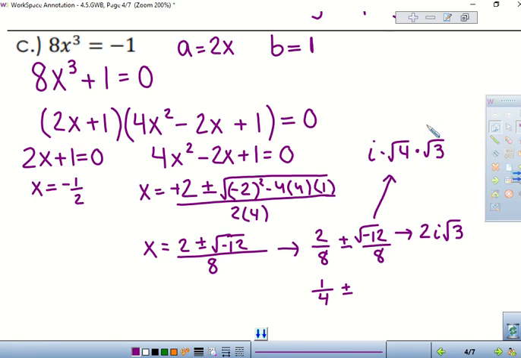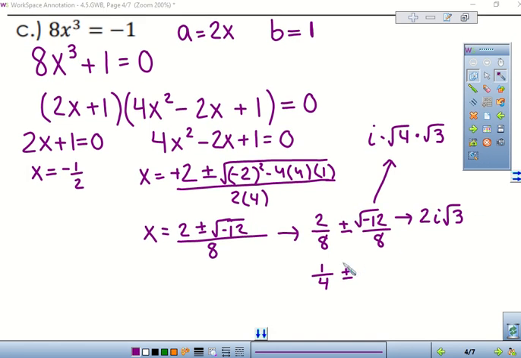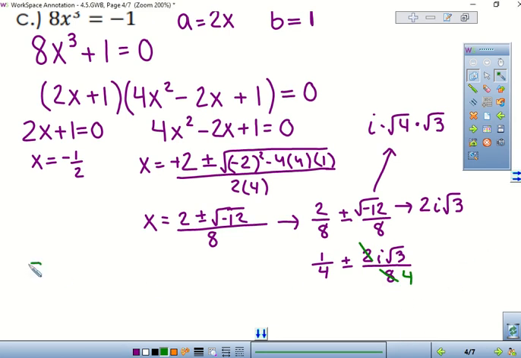At this stage, you can totally do that. So from here, this is going to become 2i radical 3 all over 8. And then can't I reduce this right here? I can reduce this fraction. These are both divisible by 2, which goes over 4, right? So the final answer is going to be negative 1/2. Feels like we found that ages ago, right?